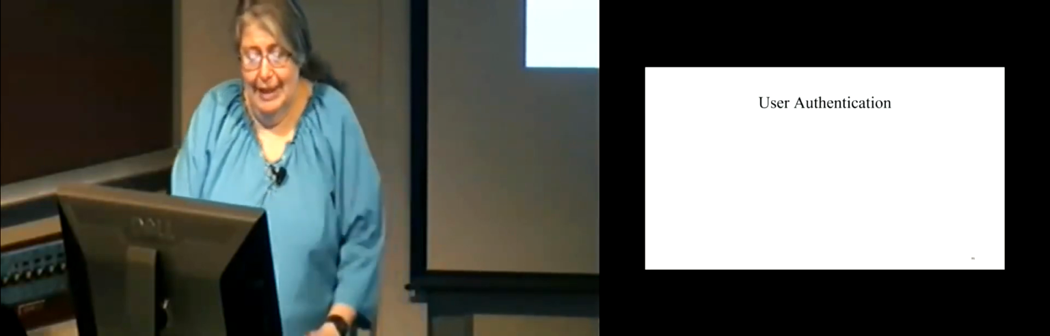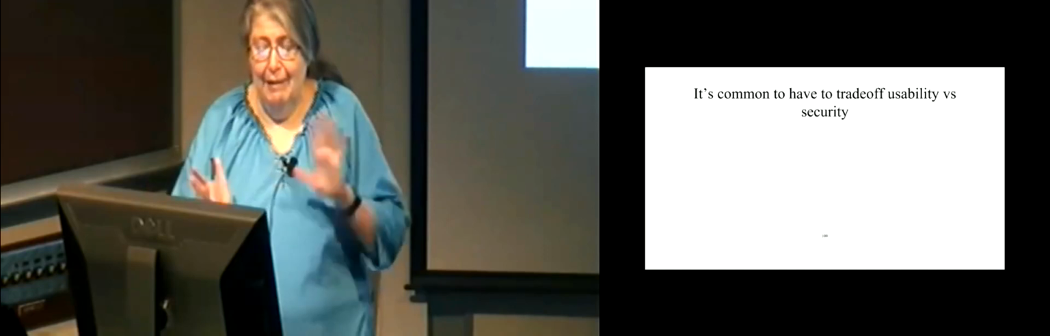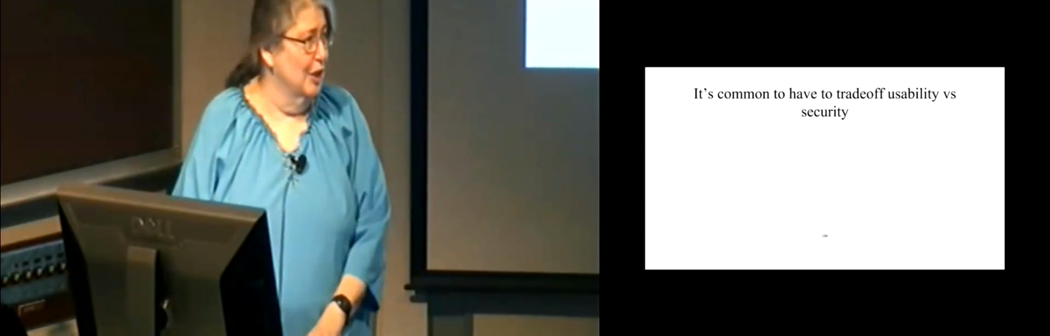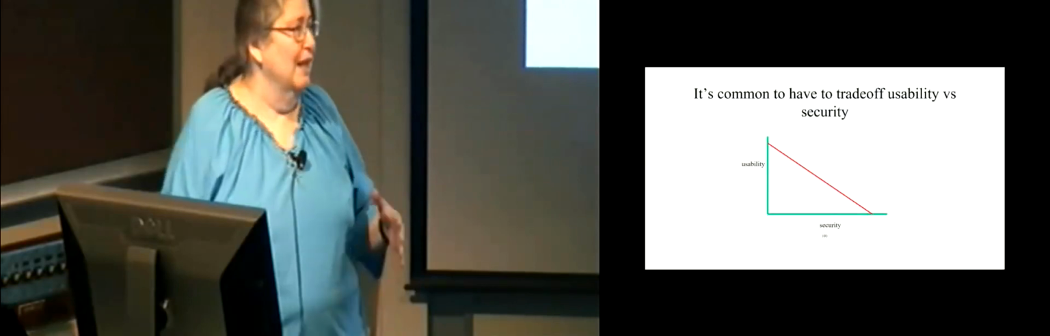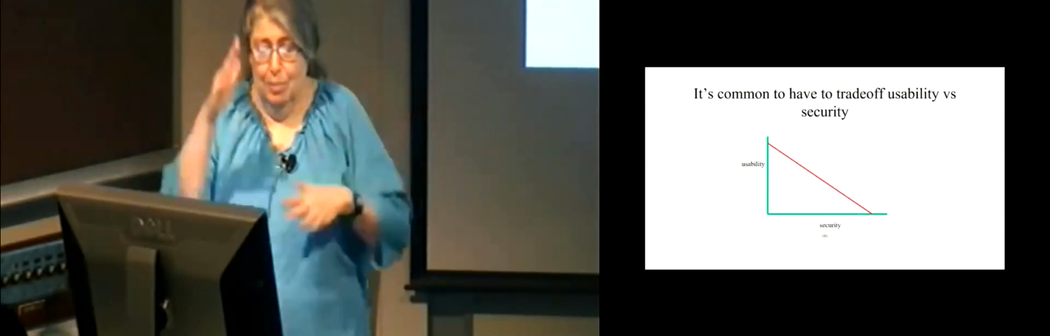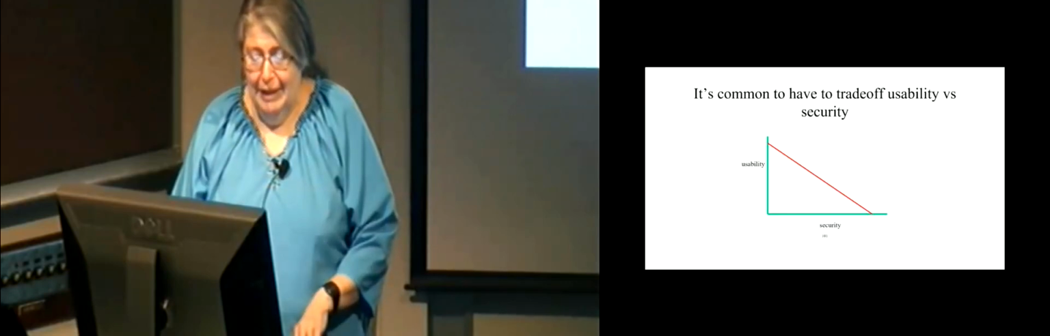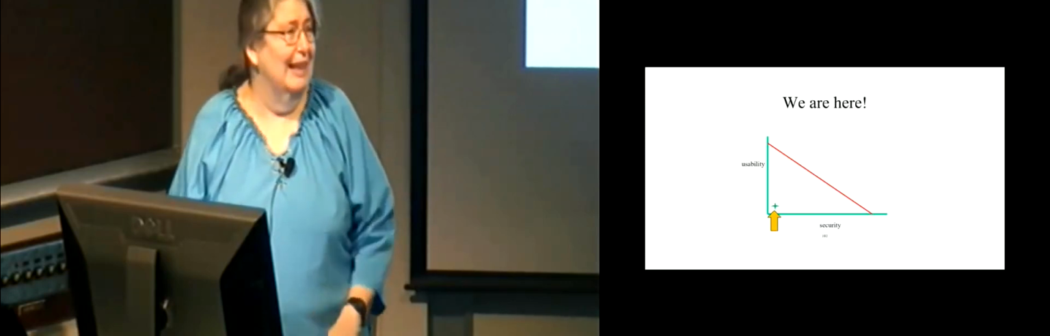So user authentication. It's common to have to trade off usability versus security. And you would expect to have some sort of graph like this. The more secure it is, the less usable and whatever. But the industry has managed to hit that spot.